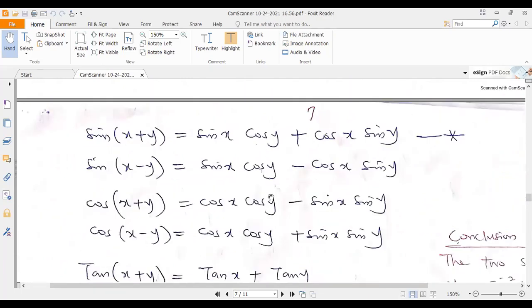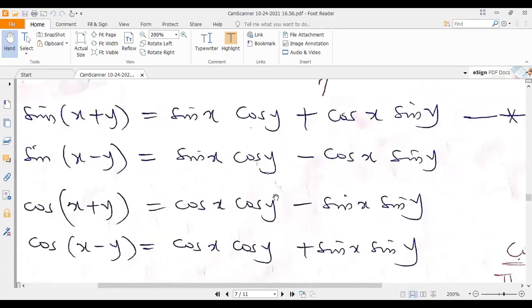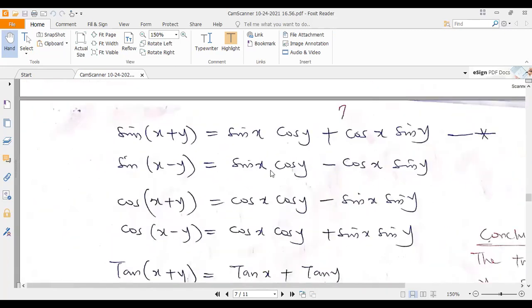Now, let's look at this. Addition of sine. What is sine x plus y? Sine x cos y plus cos x sine y. Okay. Now, what is sine x minus y? Sine x cos y minus cos x sine y.